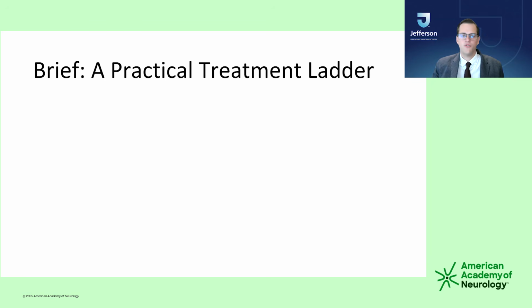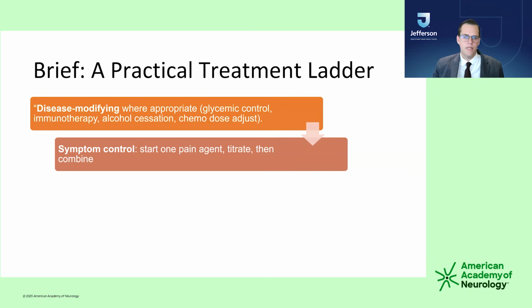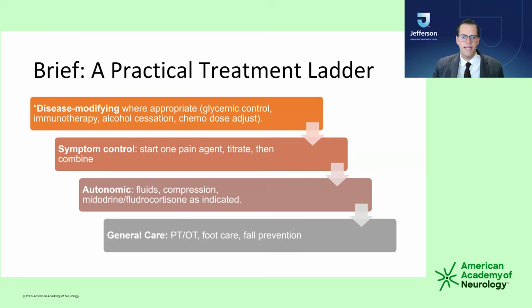So in brief, a practical treatment ladder. For disease, think disease modifying where appropriate, such as glycemic control for diabetes, immunotherapy in cancer or in autoimmune processes, alcohol cessation if they are alcoholics, and chemo dose adjustments. Symptom control: for pain control, start with one pain agent, titrate, and then combine as discussed. For autonomic, if that's involved, think fluids, compression, or medications such as midodrine or fludrocortisone as indicated. And lastly, everyone gets general care. They should get physical therapy, occupational therapy, discuss foot care, and especially an important one, fall prevention.